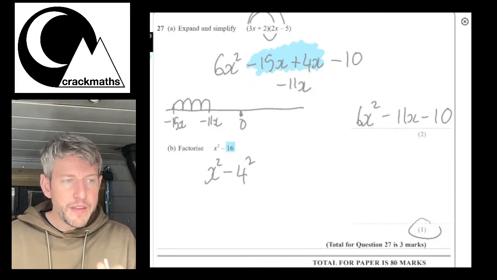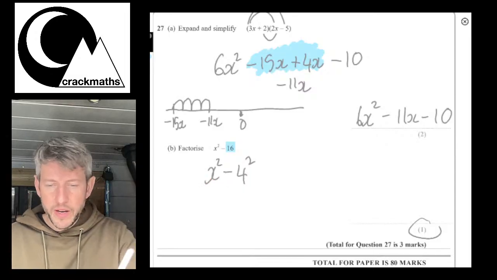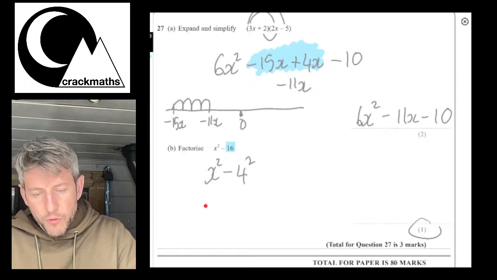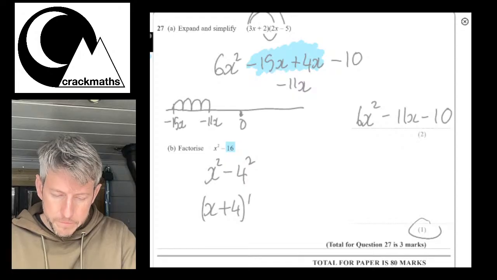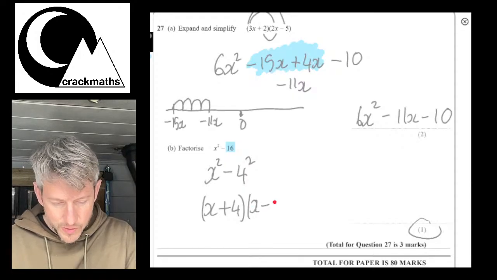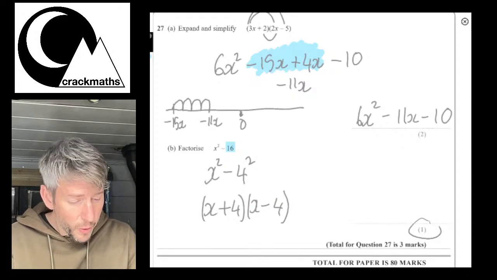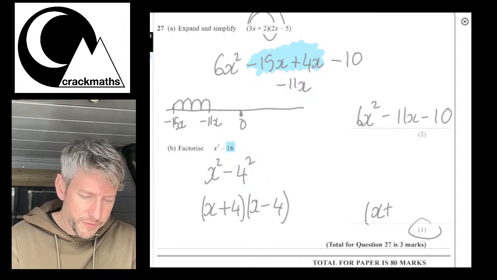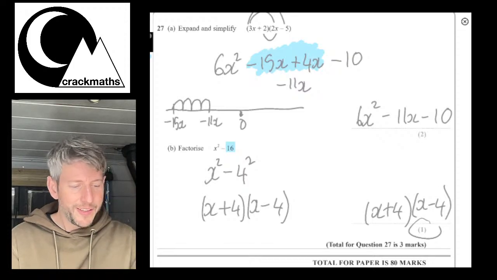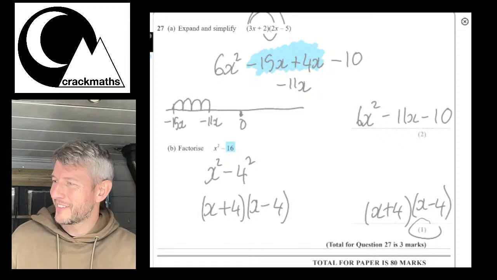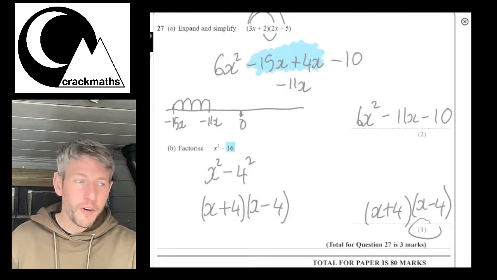Because if you've got a square number, take away a square number like this, what we can then write it as is x plus that square number, x minus that square number. And that will be the answer. So that'll be x plus 4, bracket, bracket, x minus 4. Oh, and then that's that done. Okay, well done for anyone that's got that far.